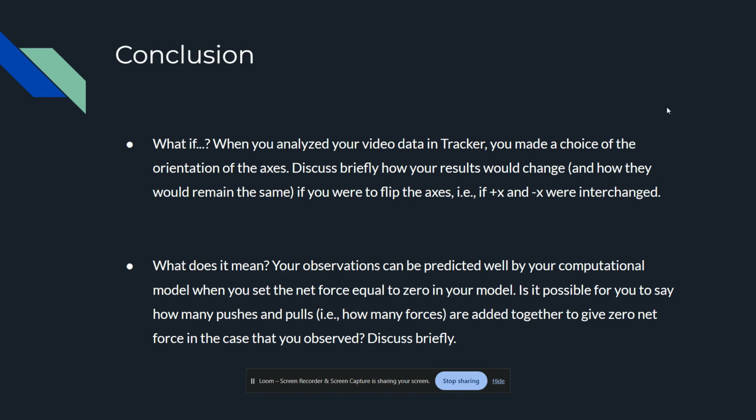In the observed case, when the net force is zero, it means that the sum of all pushes and pulls or forces acting on the object cancel each other out. I would say that it is not possible for me to say exactly how many pushes or pulls are acting on the object, as we do not see most of the exact data and we do not have the tools that may be required to determine these values.